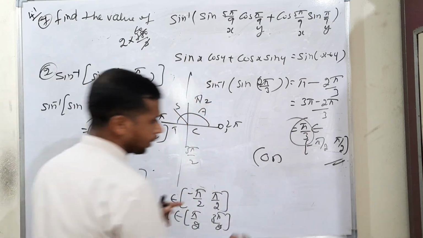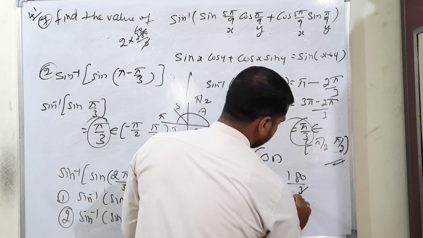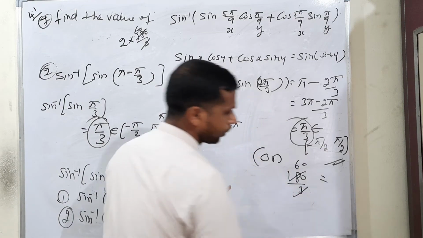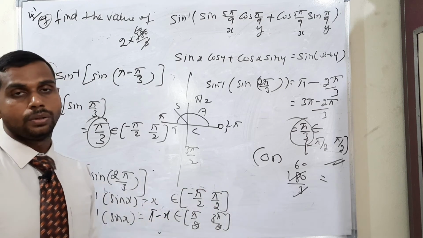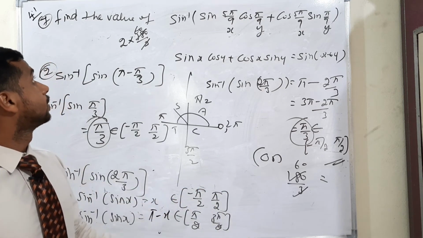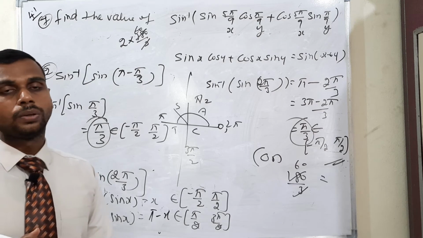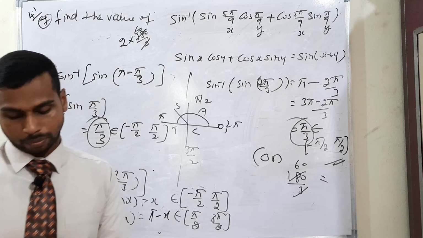So pi by 3 means what is the value? 180 by 3 means 60. 60 lies between negative 90 and positive 90. Okay, so I have done two methods, and you can prefer whichever is easy. Okay, exercise 4.1 is completed. I will continue with the cos problems.